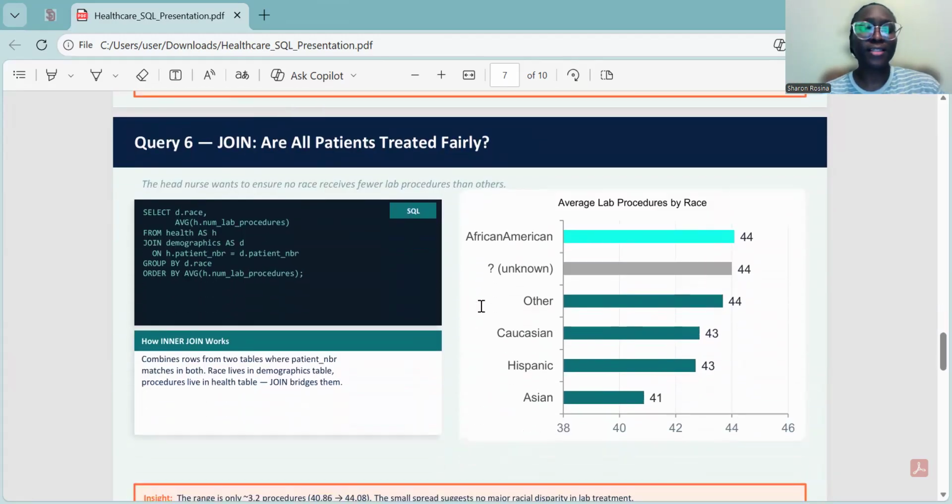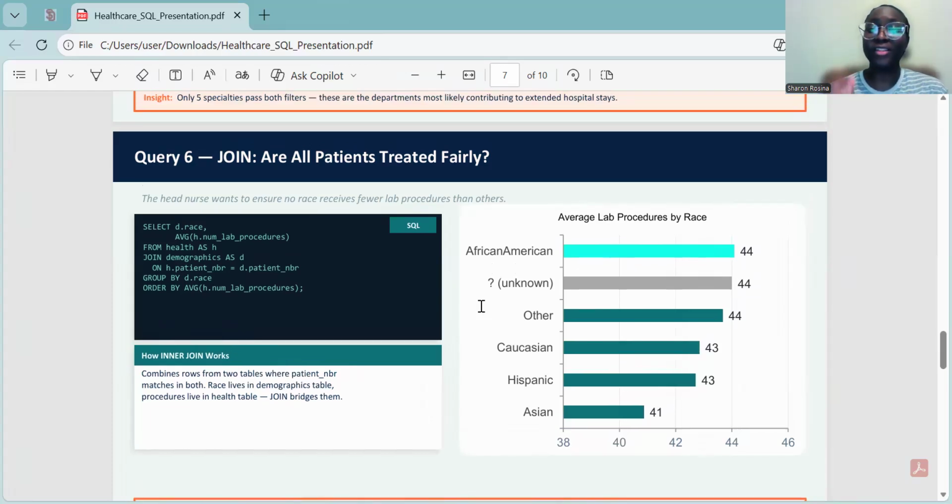Now, the next thing I wanted to uncover is whether the hospital is giving the same level of lab testing to all patients regardless of their race, or is there bias? So here I had to use the join, joining 2 tables, the health table and the demographics table, on the patient ID, because both of them have the patient ID. So you can see that we have African American, other, Caucasian, Hispanic, Asian, and we have the unknown list. This is part of the missing data. Maybe a patient never filled out the rest.